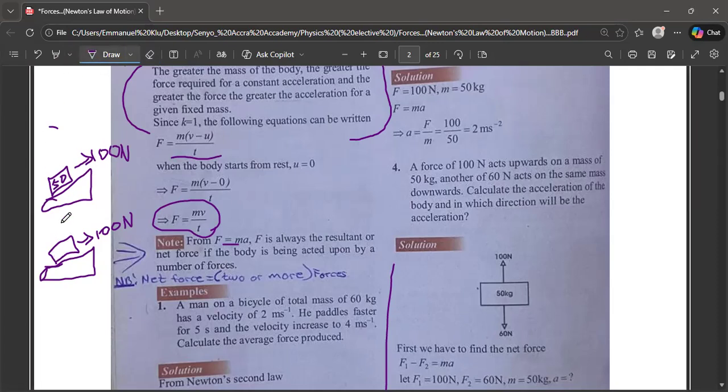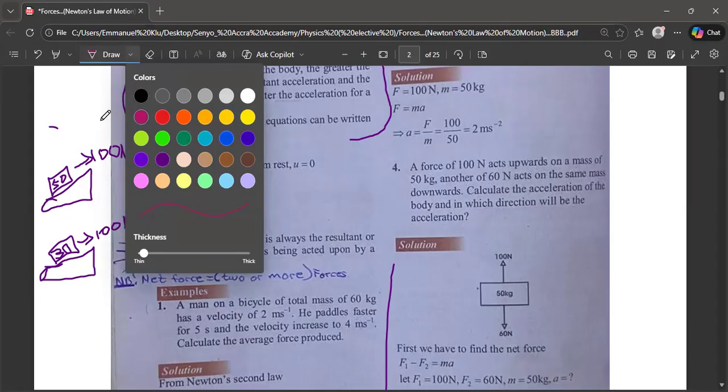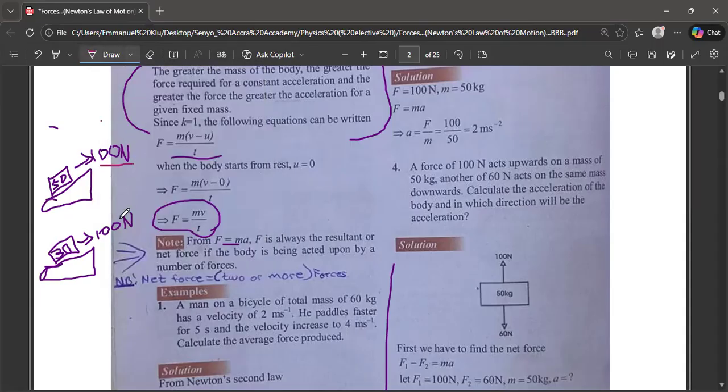The forces are the same. The force is 100 Newton here and 100 Newton here. The only difference is the mass. This one, the mass is 30, and this one, the mass is 50.